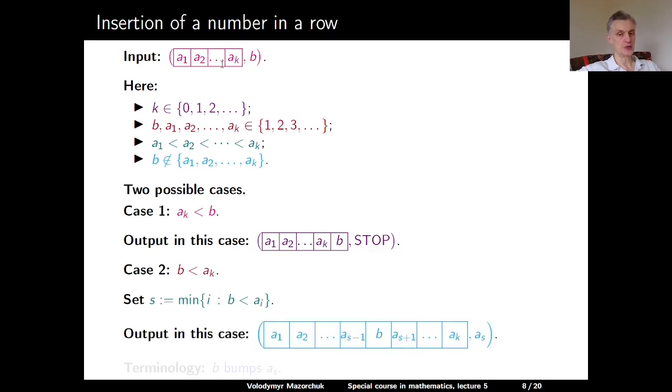And in this case, the output is as follows. The element b replaces as in our sequence, and as is bumped from our sequence and becomes an extra integer, and it will go in the next step of a different algorithm. So that's a bumping algorithm. If our b is not greater than all elements in our sequence, it bumps the smallest element which is greater than it from the sequence, and that element is carried over to the next step of the algorithm, which will be discussed on the next slide.